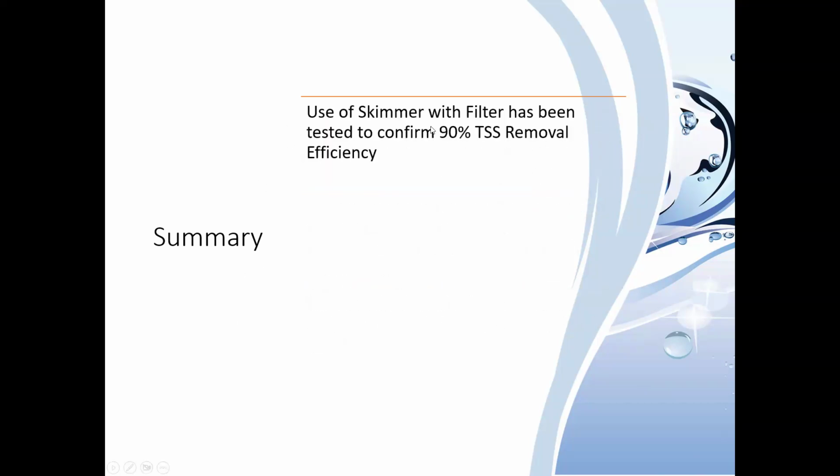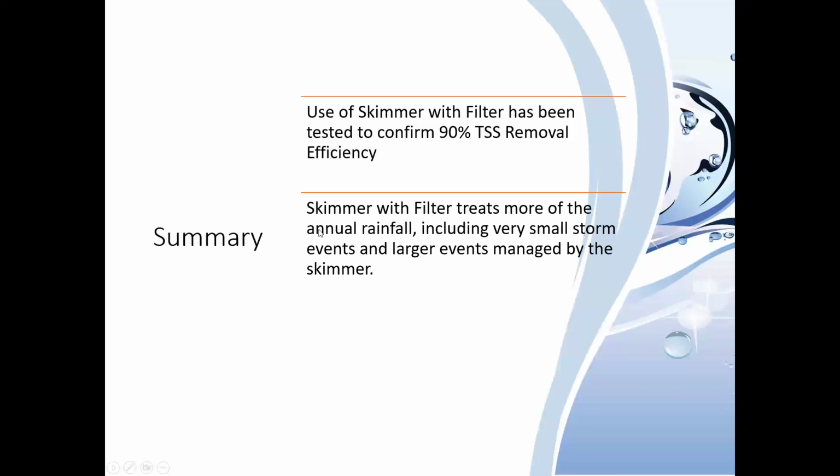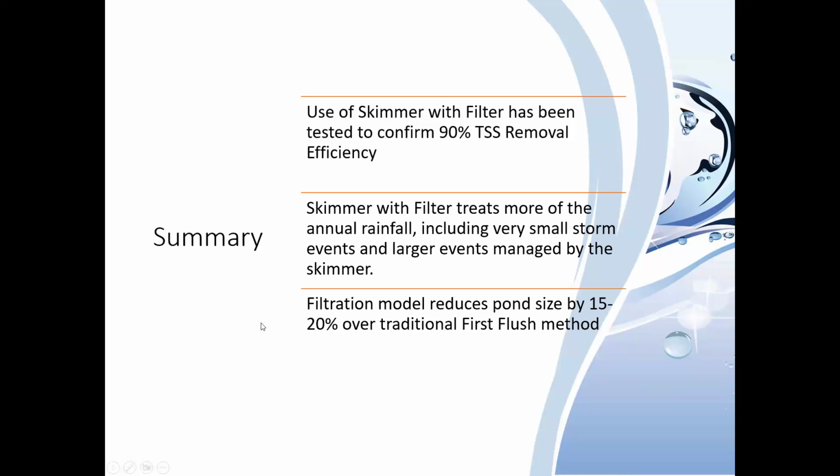The use of the skimmer with the filter has been tested per ASTM standards to meet 90% TSS removal. The skimmer with the filter is going to treat more of the annual rainfall. Again, we're going to treat those small storm events, those trickles, they have to go through the filter. And then the larger events, whatever's managed by the skimmer, is going to be treated as well. And you're going to have a reduced pond size of 15 to 20% over the traditional first flush method.